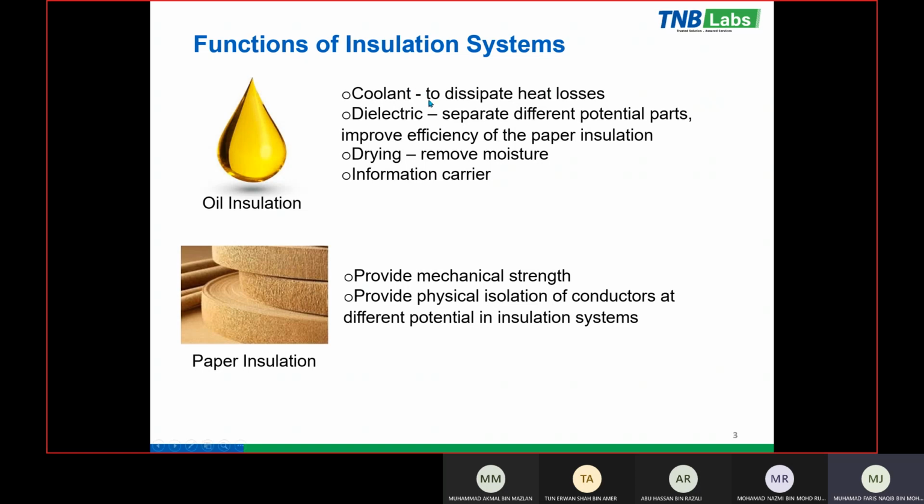Okay, the coolant is to dissipate heat losses. The dielectric is to separate different potential parts, which improves the efficiency of the paper insulation. Third is dyeing, which is to remove the moisture. And the last is information carrier. Okay, for the paper insulation, there are two types, which are to provide mechanical strength, and to provide physical insulation of conductors at a different potential in the insulation system.